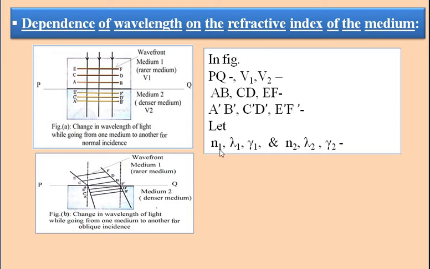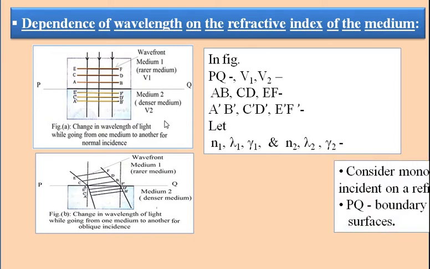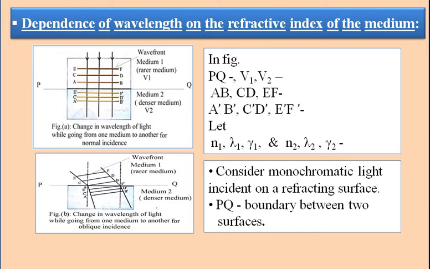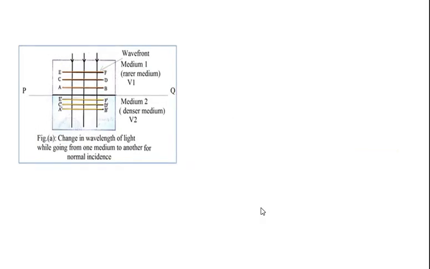Let N1 be the refractive index in medium 1 and N2 the refractive index in the second medium, that is, the denser medium. Lambda 1, nu 1 are the wavelength and frequency in medium 1, and lambda 2, nu 2 are the wavelength and frequency in the second medium. Consider monochromatic light incident on the refracting surface. PQ is the boundary between the two media.